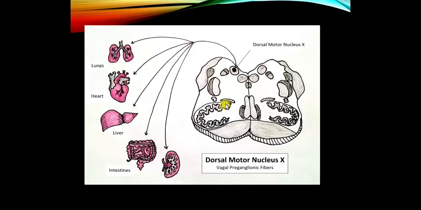Okay, so again, here's our hypoglossal nucleus, dorsal motor nucleus of the vagus, and kind of out here is the solitary nucleus and tract. So supplying the lung, slowing the heart rate down, important for digestion here via its effect on the liver and the GI tract.